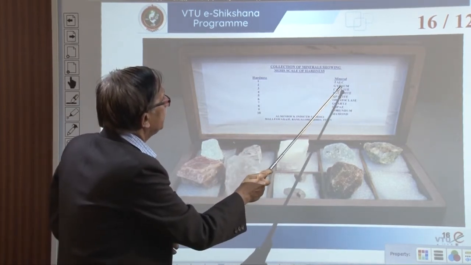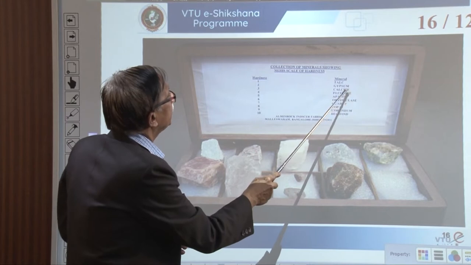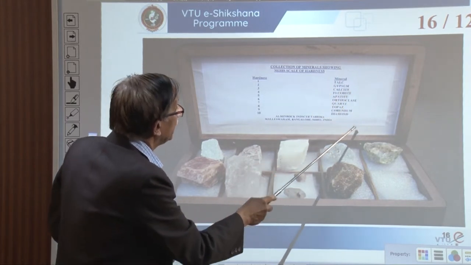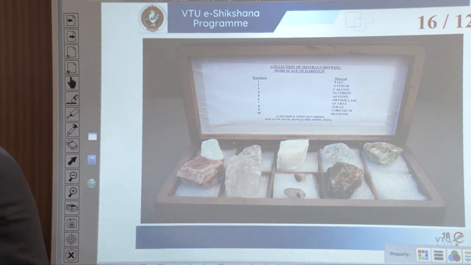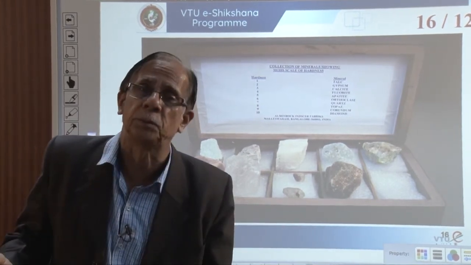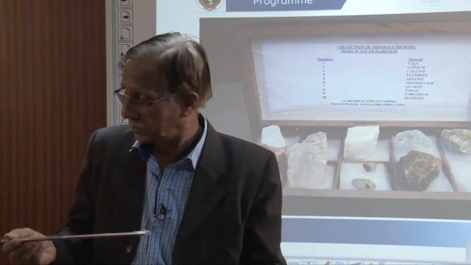Talc is the softest, gypsum is a little harder than that, calcite is harder than that. He has arranged them in order. I have an unknown specimen and I want to find its hardness. What is the approach I follow?